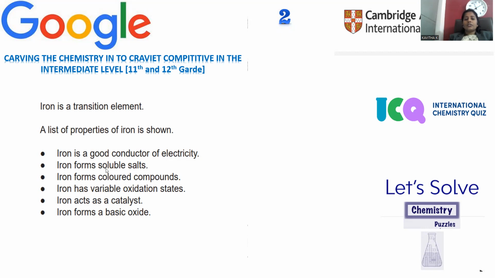So that is because it is water soluble. Any iron salts are said to be water soluble in nature. Iron forms colored compounds. Just now we said that iron chloride when added to water gives a red color solution, and ferrous sulfate when added to water gives a green color solution. That is a colored solution. Iron complexes are colored in nature.